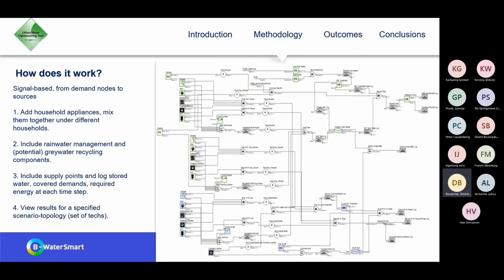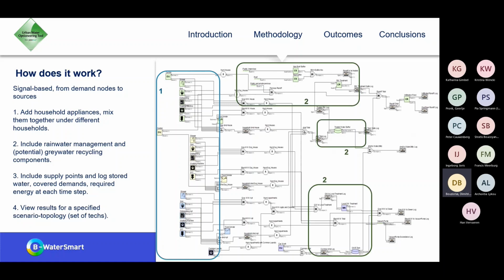So as we will see in the hands-on demonstration, a typical water system with UWOT, a topology, so to say, that is a term that we will use often, is built in 4 stages. Firstly, we add the household appliances and mix them together under different groups that represent the different households. You can see each household in this example in the picture with different colors. Each color represents different households. So we group these components together to represent a household with different demands, different people, and so on.